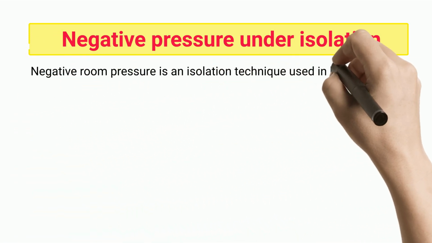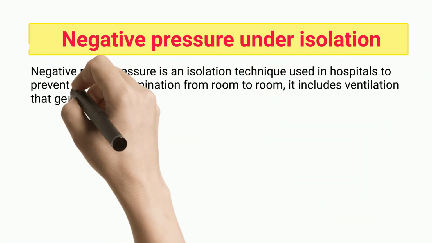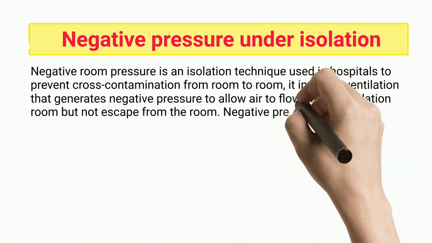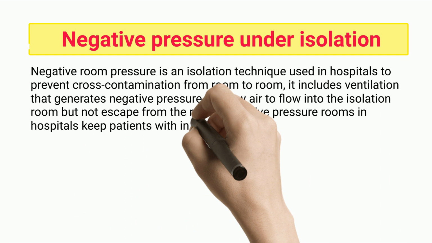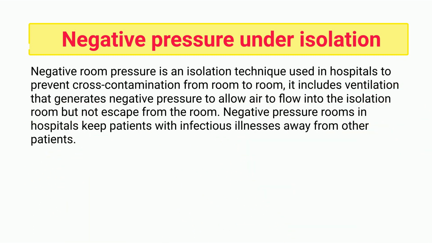Negative pressure under isolation. Negative room pressure is an isolation technique used in hospitals to prevent cross-contamination from room to room. It includes ventilation that generates negative pressure to allow air to flow into the isolation room but not escape from the room. Negative pressure rooms in hospitals keep patients with infectious illnesses away from other patients.